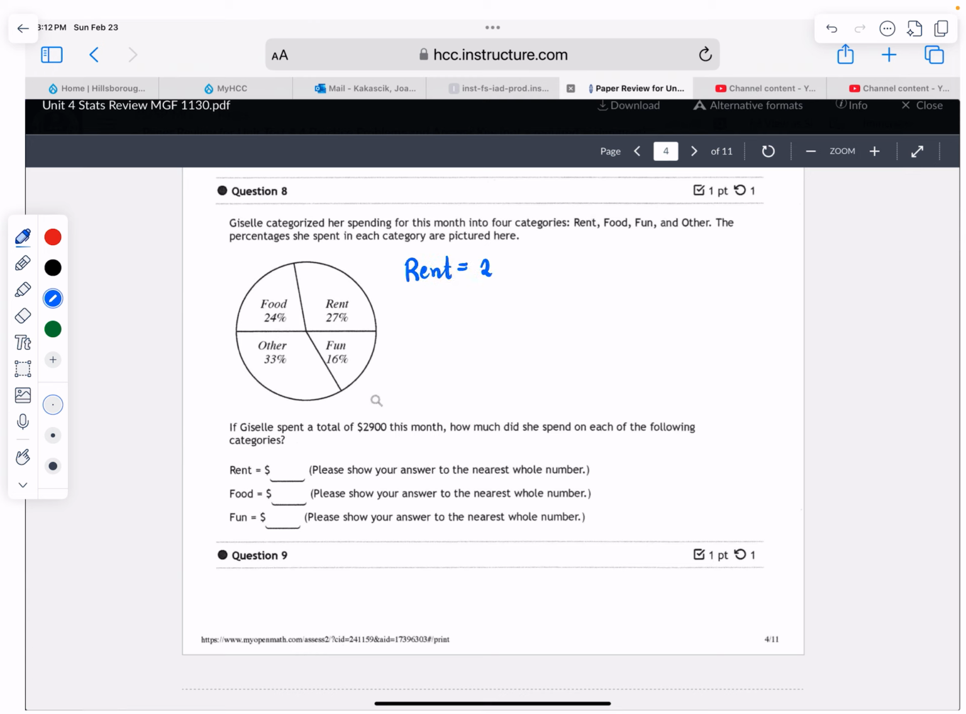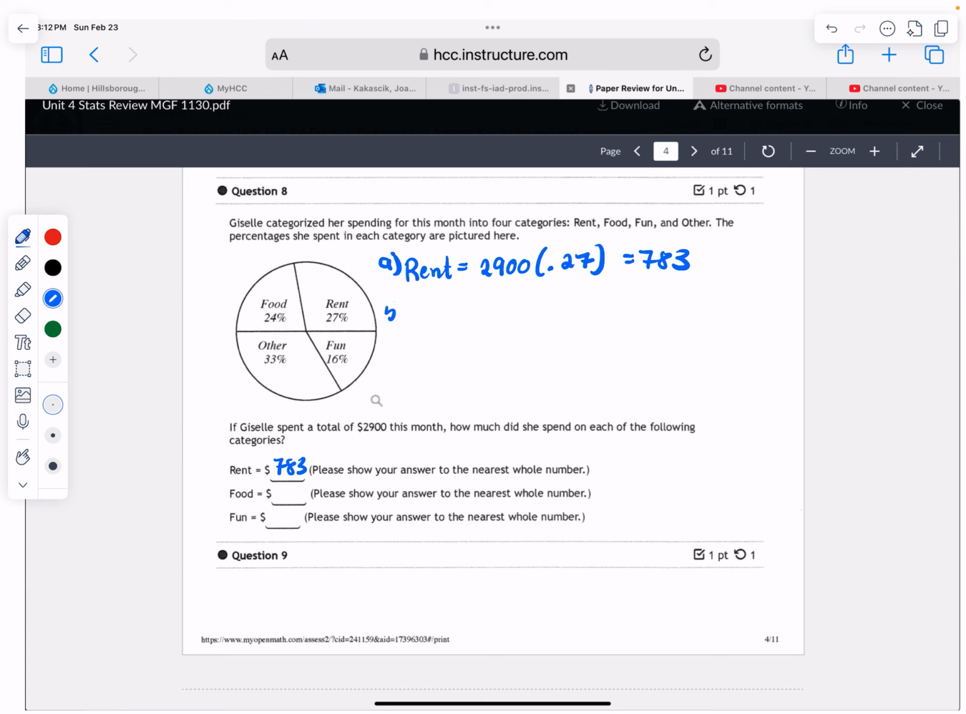Okay, so I'm going to put this information up here. So remember, she has $2,900 and rent she spends 27% on. So I'm going to take 2,900 times 0.27. And when I do that, I get $783. Okay.